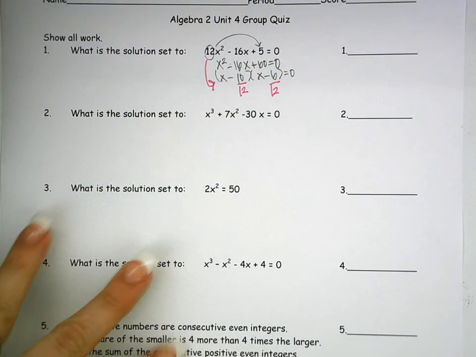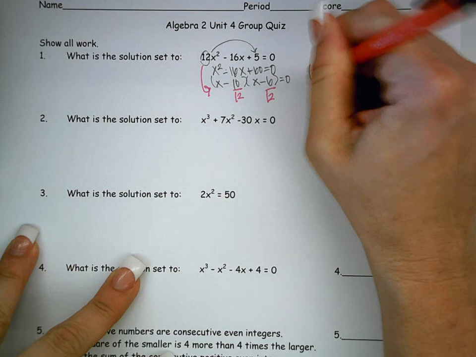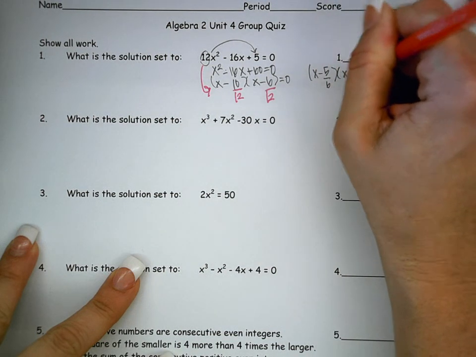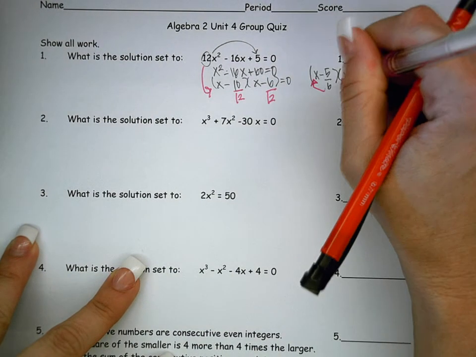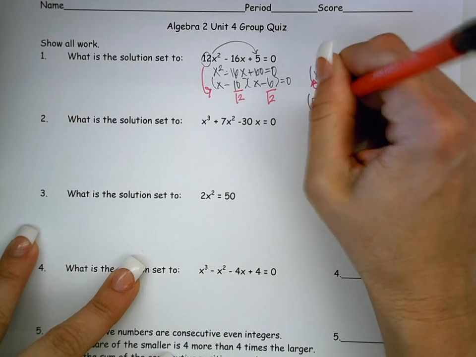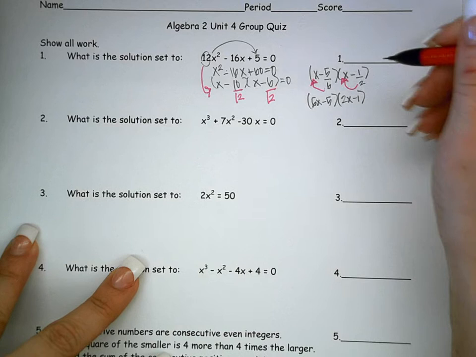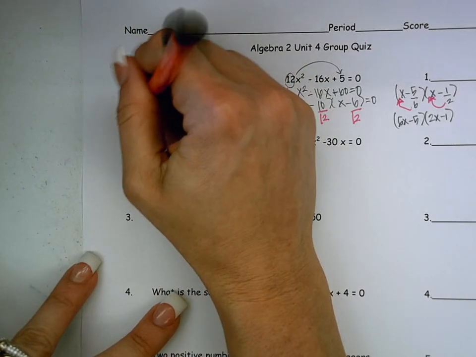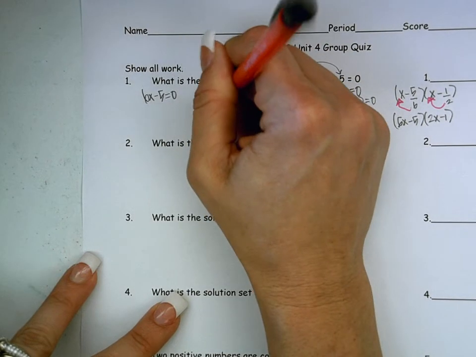Those reduce to give you x minus 5 over 6 and x minus 1 over 2. Those fractions, after they're reduced, the denominator comes up to the front, so it actually factors to be 6x minus 5 and 2x minus 1. Those have to be split up so that equal to 0. So 6x minus 5 equals 0 and 2x minus 1 equals 0.